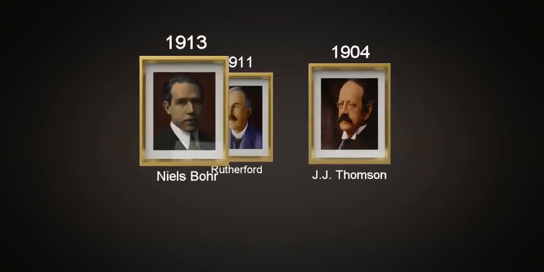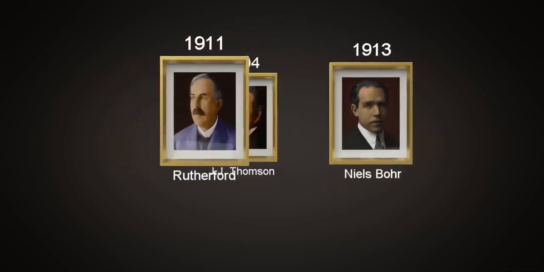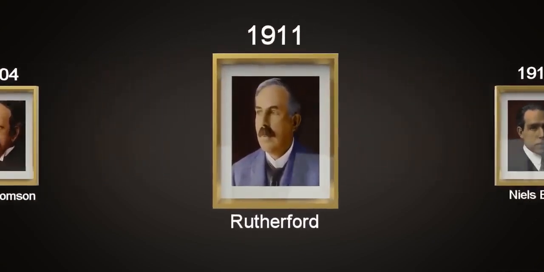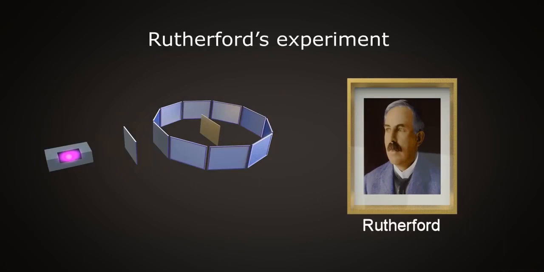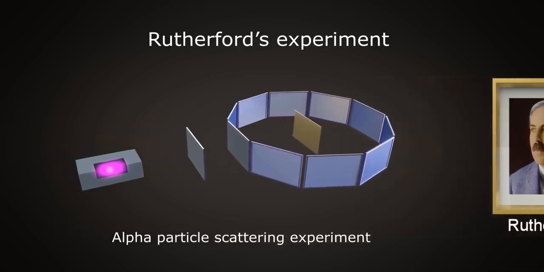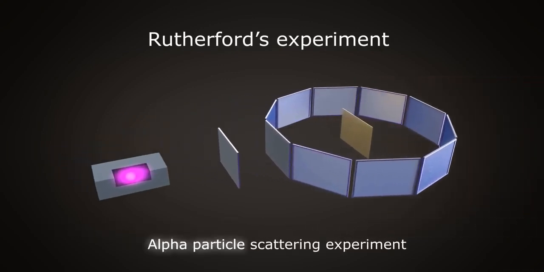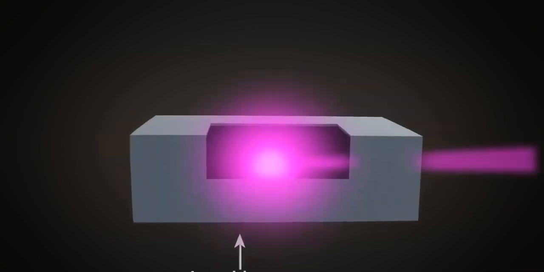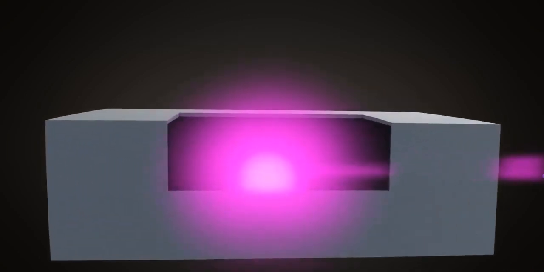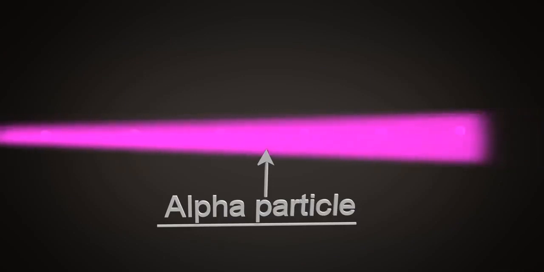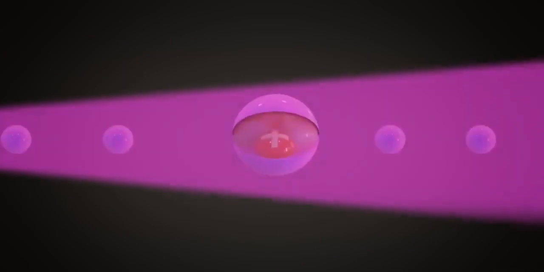One of those experiments which could not justify the Thomson model was done by Rutherford. Rutherford's experiment got popular by the name of alpha particle scattering experiment. To understand his experiment, let us first see what alpha particles are. Alpha particles are emitted by radioactive substances. These are helium ions with double positive charge.